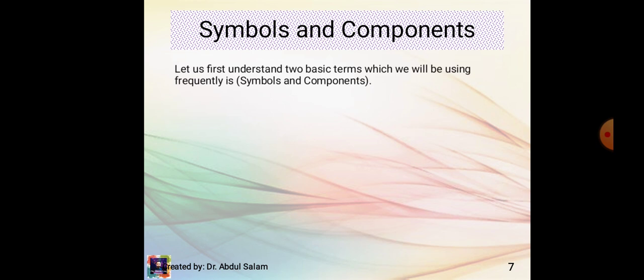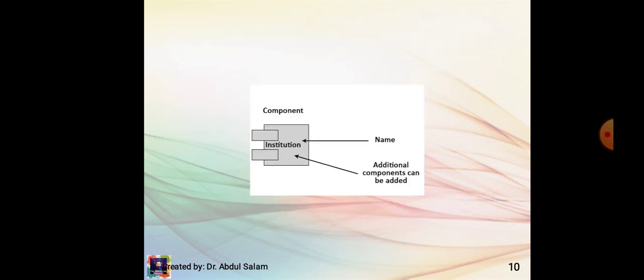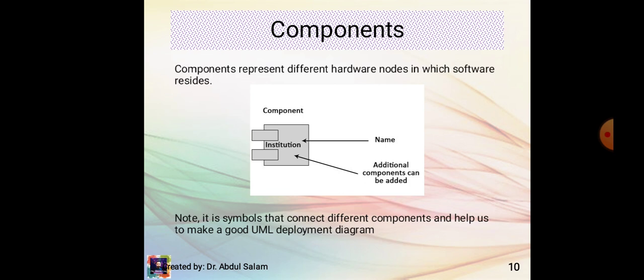Symbols and components. Let us first understand two basic terms which we'll be using frequently: symbols and components. First of all, symbols. UML deployment diagram symbols represent a node, object, node instance, component instance. Here, component instance means a replica or copy of component, interface, etc. These symbols help us to create an accurate diagram for documentation. A similar image could be referred to. Components represent different hardware nodes in which software resides. Note, it is symbols that connect different components and help us to make a good UML deployment diagram.